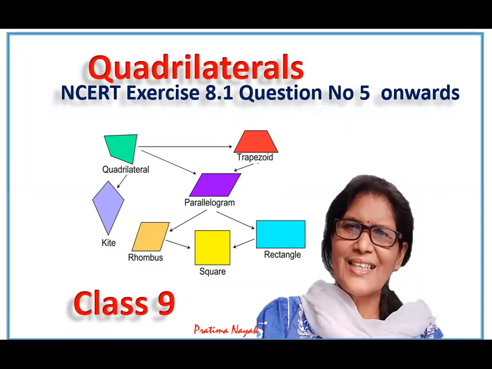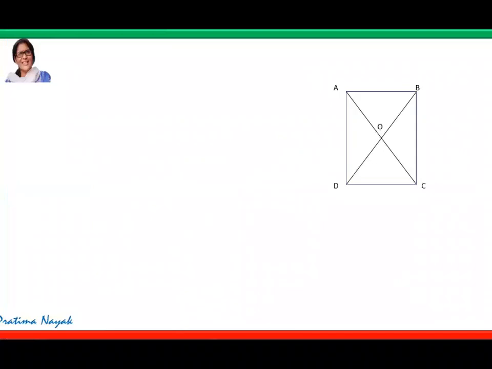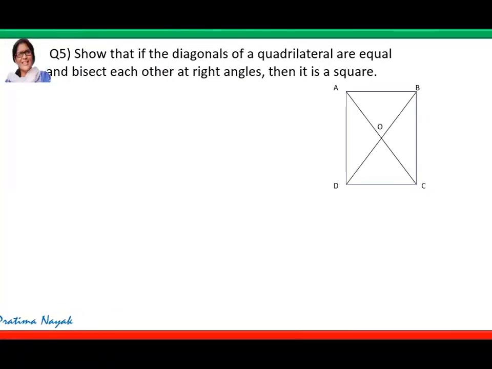So we are solving your quadrilateral exercise questions, exercise 8.1. Today we'll solve 5 onwards. So as I told, first you read the question very carefully and draw the diagram according to it.